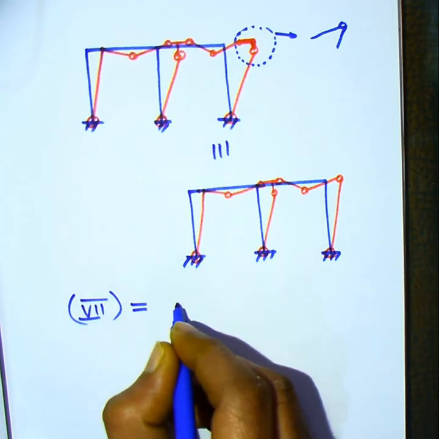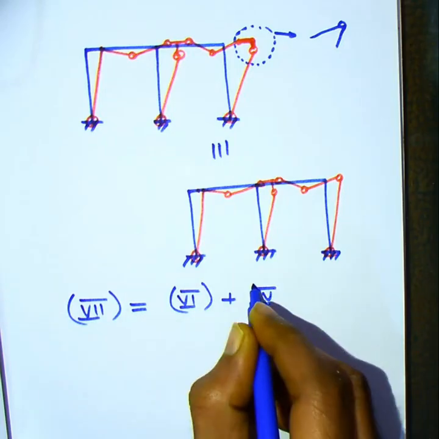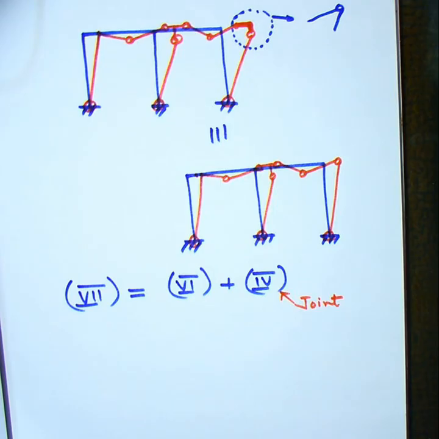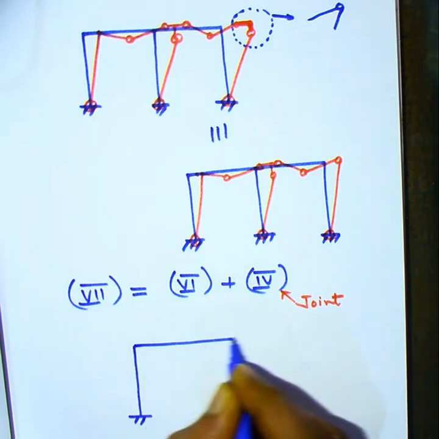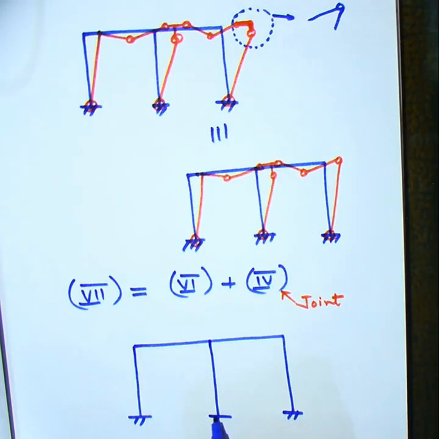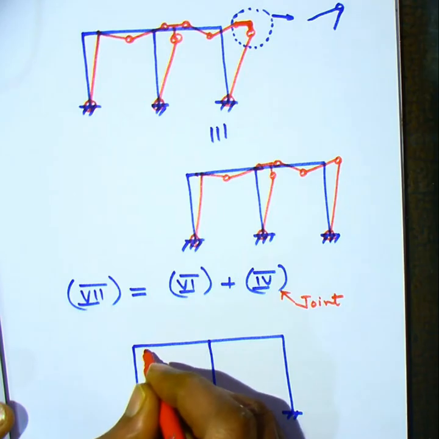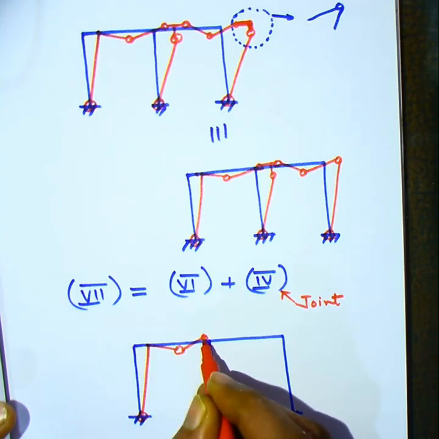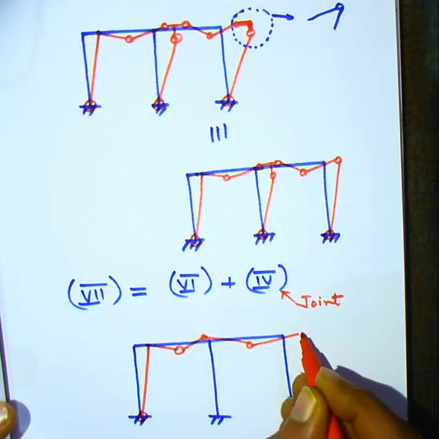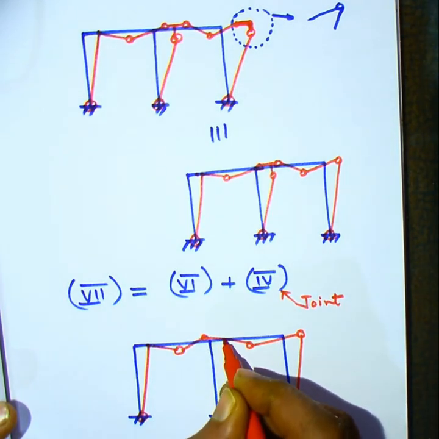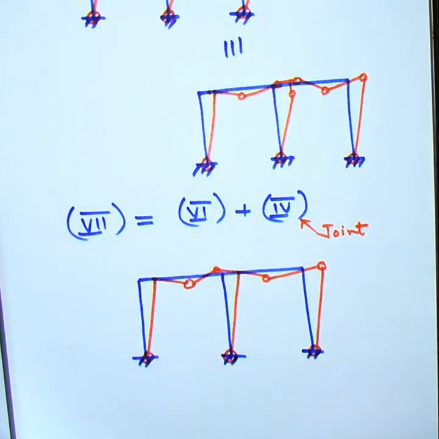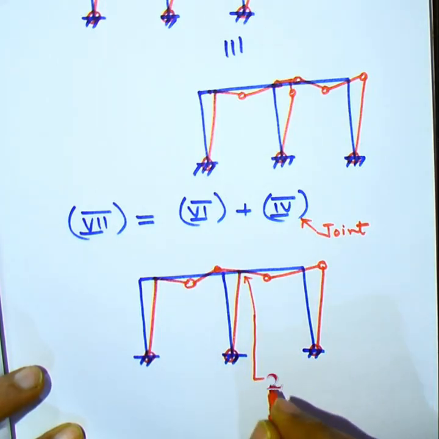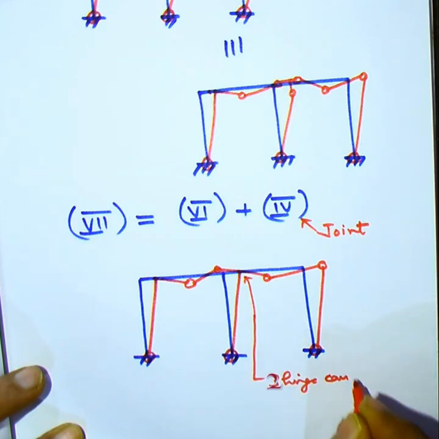Now what more mechanisms could be possible? A closer look at the mid top joint immediately gives us the intuition that we can make use of the joint mechanism, because that will lead to hinge cancellation. So we perform that operation here and we get a new mechanism number 7. This process leads to cancellation of two hinges.